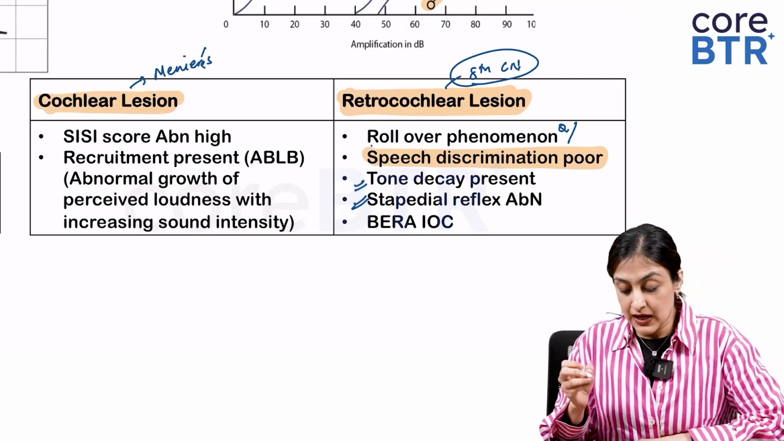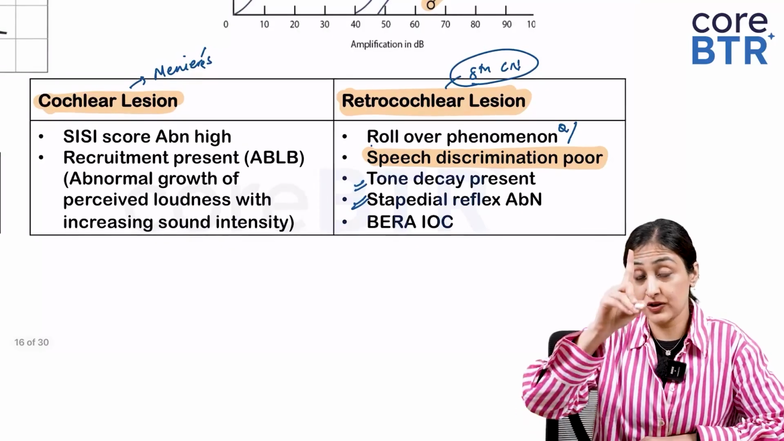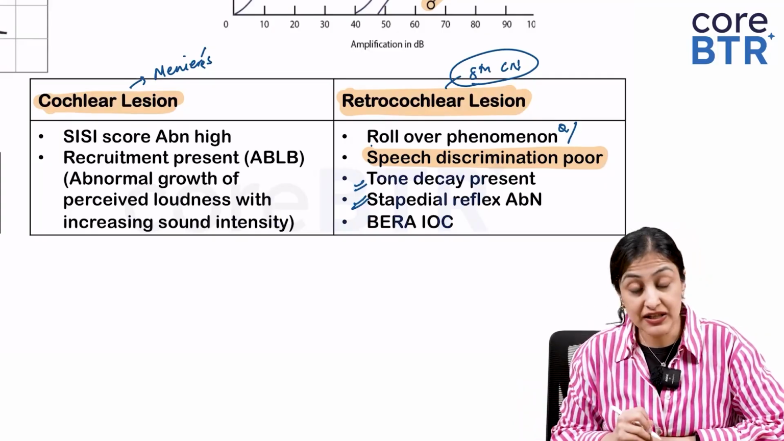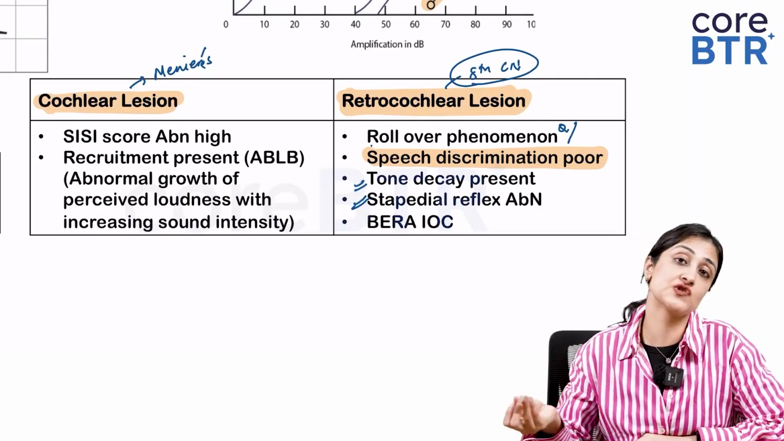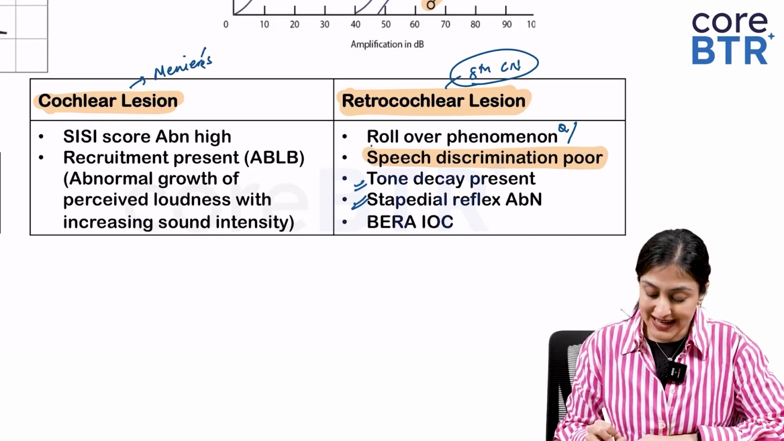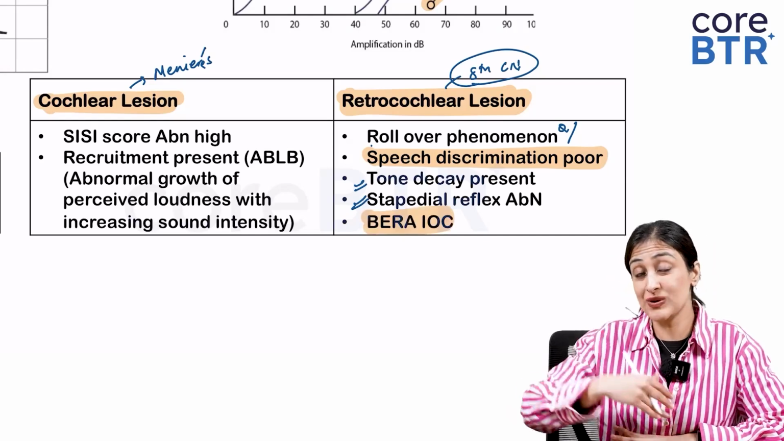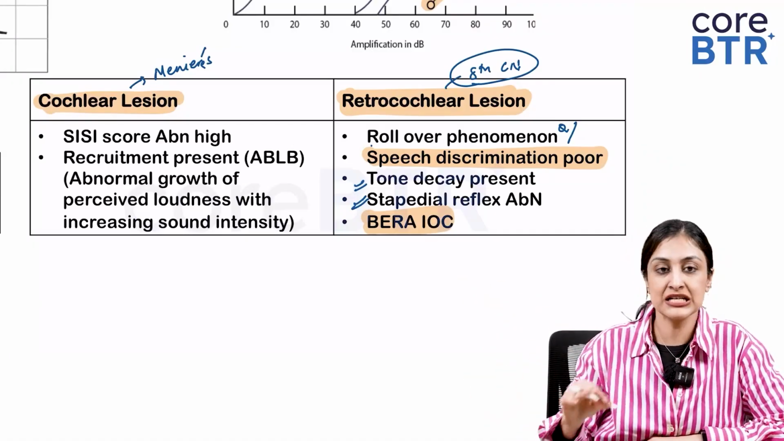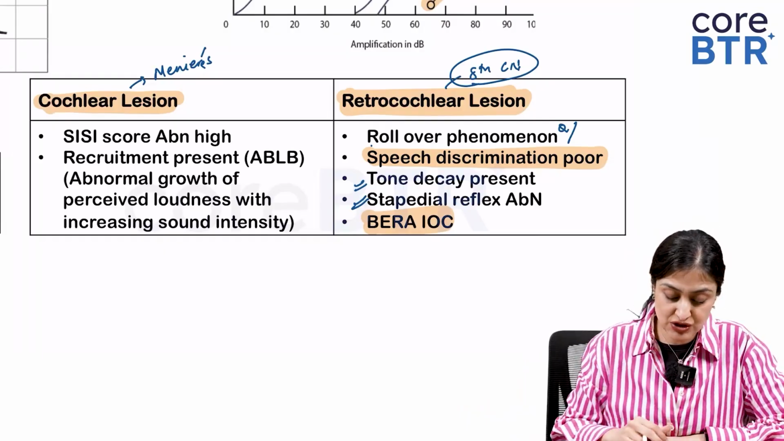So this is about retrocochlear, where rollover and tone decay are present, the stapedial reflex is abnormal, speech discrimination is poor, and BERA is the investigation of choice, which will tell us about the whole conductive pathway and hence the nerve, right? Cochlear lesion, what are the features?